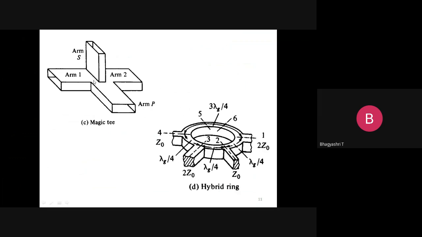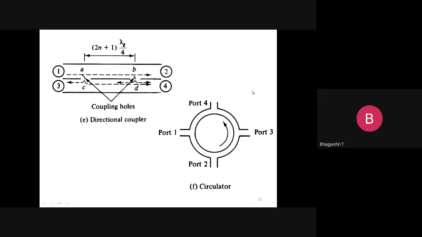This is the magic T. In the magic T, arm 1, 2, arm S and arm P. These are the magic T. And this is a hybrid ring. In a hybrid ring, if you want to add paths, you can add here. The important thing is the distance between the two paths and this dimension. This is a directional coupler. In a directional coupler, one, two, three, four ports are there.